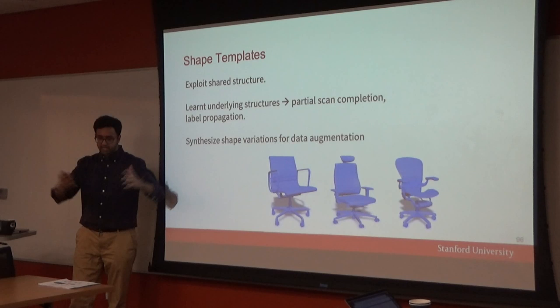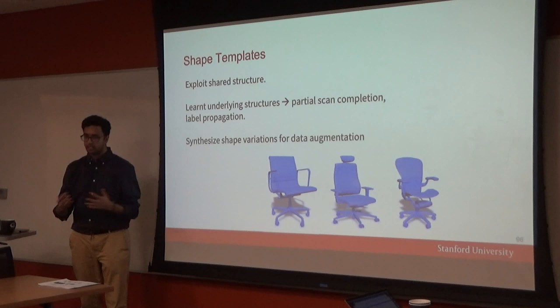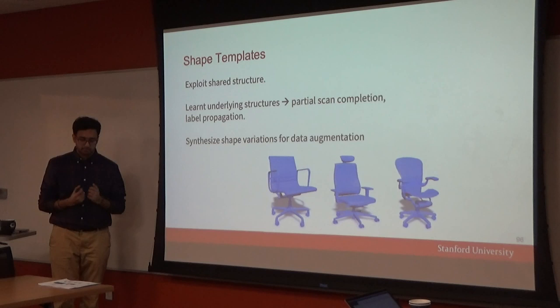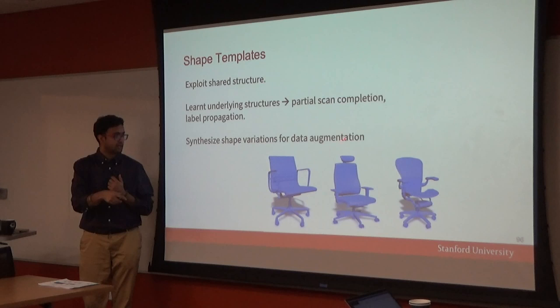So now, given a database of shapes, there's a lot of commonality in these shapes. The tables in this room have a flat surface. They all have, like, legs. Among chairs in a collection, there are many chairs with four legs, there are many chairs with swivels, and there's so much shared structure that can be exploited over here. These underlying structures can be useful to perform scan completion or label propagation. These can also be useful to generate new shapes, which are helpful for performing data augmentation and learning models.